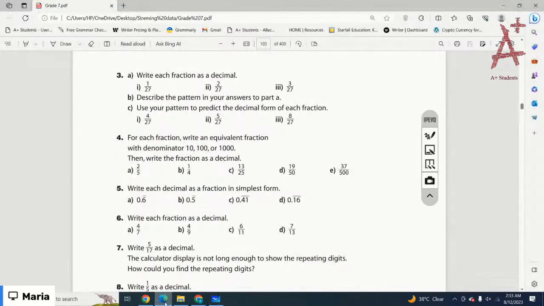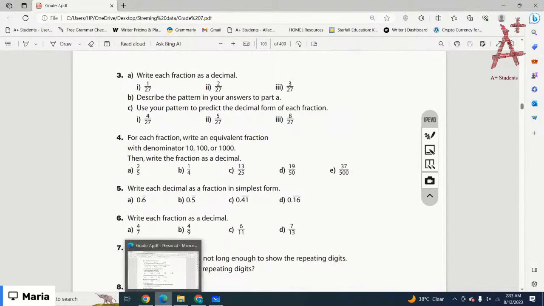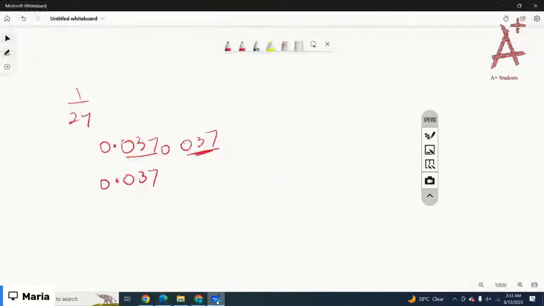Okay, the next one is 3 over 27. I'm doing the last one, then we'll see the pattern, right? Okay, let's do 3 over 27. By dividing, it would be 0.11111. So you can write it as 0.1 recurring, right?